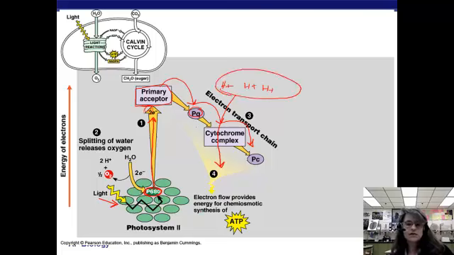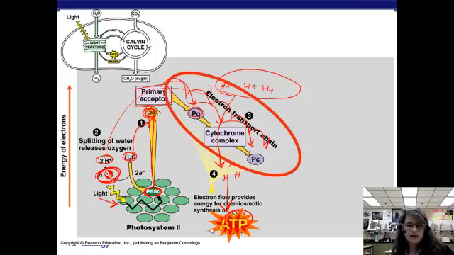Where did these come from? They came from the splitting of water. Here's a water molecule. We break it apart. We get hydrogen ions. Why did we break apart the water molecule? Because we needed electrons to replace these that are now journeying on this way. So the water molecule gives us electrons, it gives us hydrogen ions over here, and we get oxygen gas as a waste product. And we are making ATP as the hydrogen ions that are pumped into the thylakoid compartment fall through ATP synthase. Okay? All right.